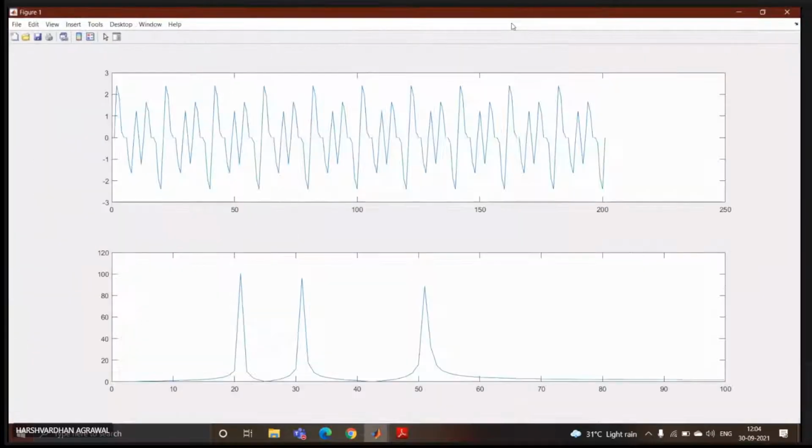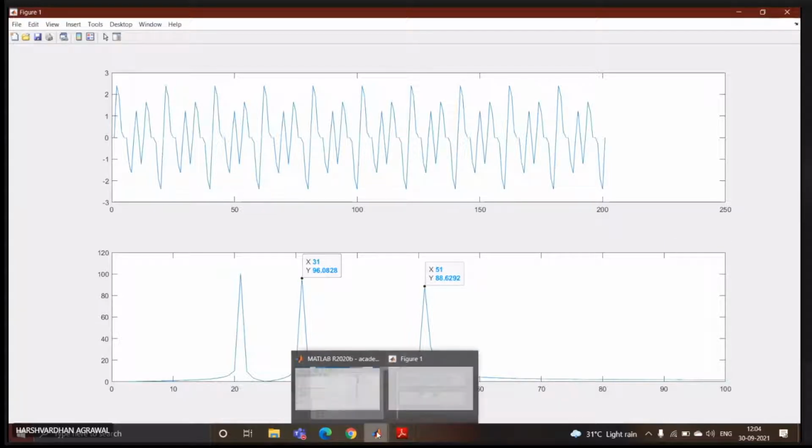Sir, is it visible now, sir? Where is the frequency coming now, look. Sir, one second, sir. 51, 31, and 21. So what was your frequency in the input? Sir, 20, 30, and 50, sir. 50, good. So why is one extra coming? Because the indexing starts from 1, okay? Yes, sir.